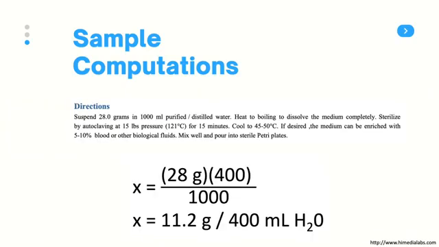If you were able to answer 11.2 grams per 400 ml, you would be correct. So what we did here is we simply multiplied 28 grams times 400 over 1000, and this gave us 11.2 grams, which is to be placed in 400 ml of distilled or purified water.